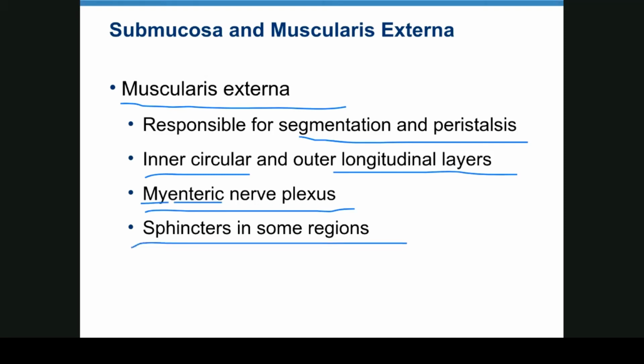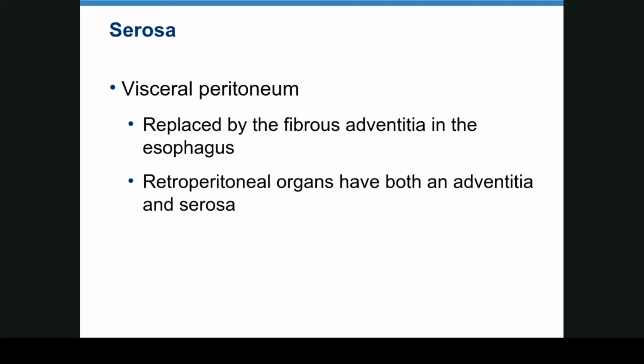You're quite familiar with ones such as your external anal sphincter, for instance. Okay, the serosal layer, this is the very outermost layer. If you're outside of the peritoneal cavity, such as in the esophagus, it's called an adventitia. So retroperitoneal organs have an adventitia as well as a serosa.